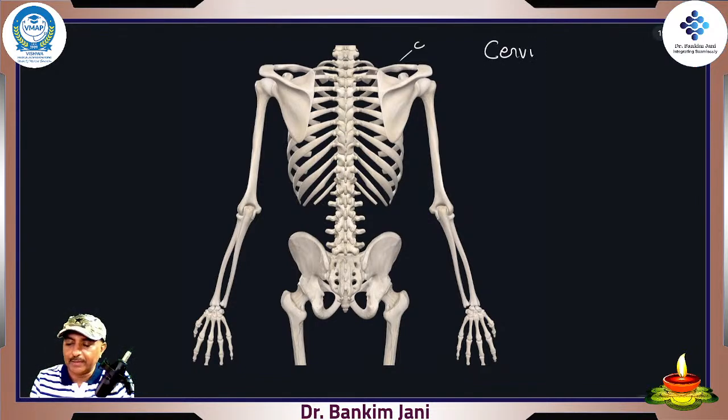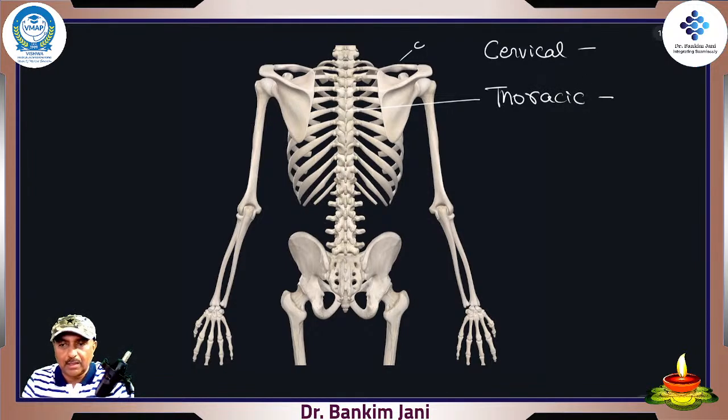See, cervical. It says cervical, right? That thing is called the cervical. That is neck. Then thorax. So it is called thoracic. How many ribs? You say 12 pairs. That means there are 12 vertebrae for the thorax. For cervical, there are 7, right?